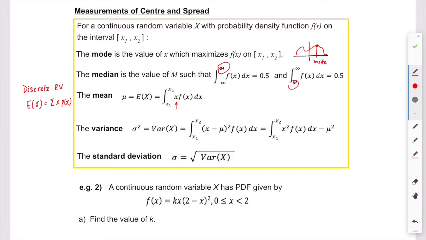Now variance is very similar again. It's really the sum, so think of that integral symbol as the sum of the deviation squared, x minus mu squared, times f of x dx. And then standard deviation is still sigma, which is the square root of the variance. So nothing has changed at all.